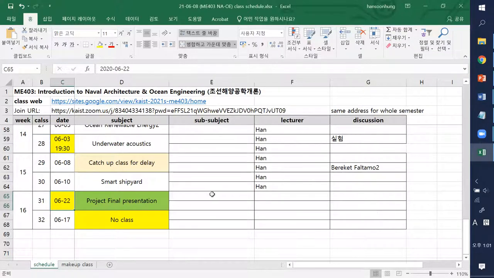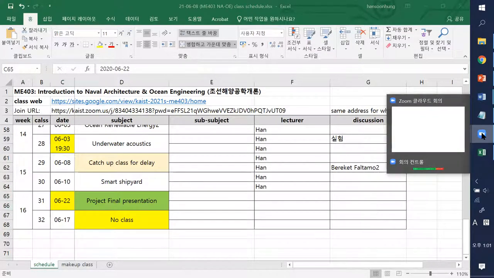We will have the final presentation or project in 2 weeks' time, on the 22nd, right? Any question on the schedule? No.